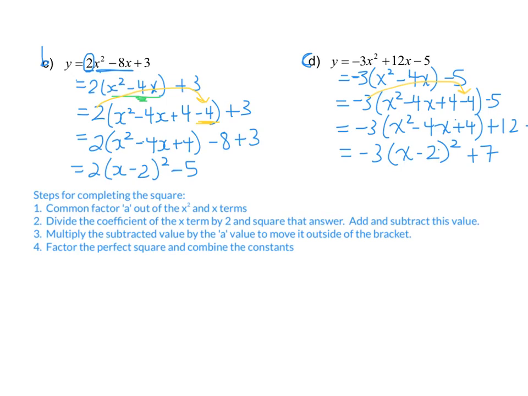So hopefully that makes sense for you. I believe there are examples in your textbook in this section 4.2 of your textbook if you need some extra help with that.